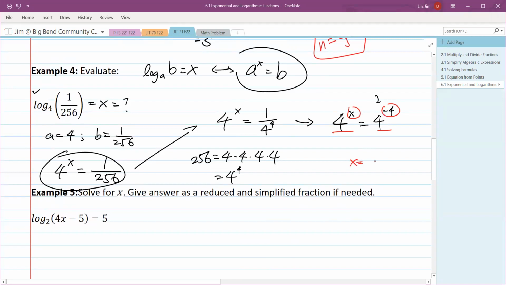So x equals negative 4. That's the answer. That is the power we solved from the log function.